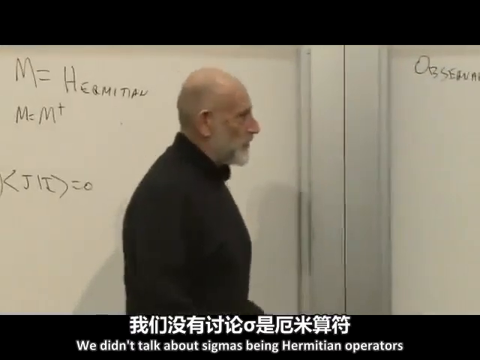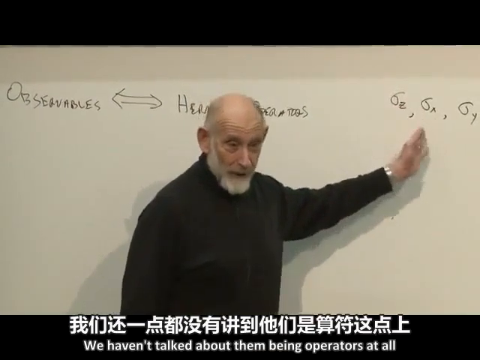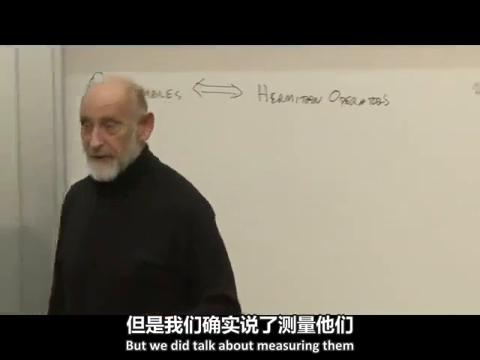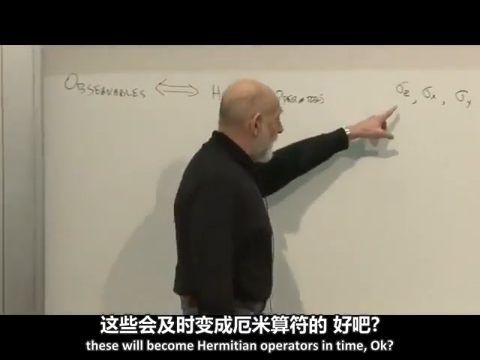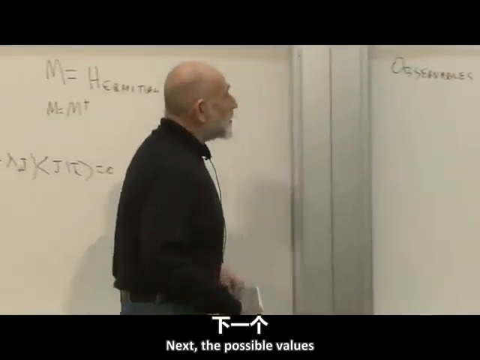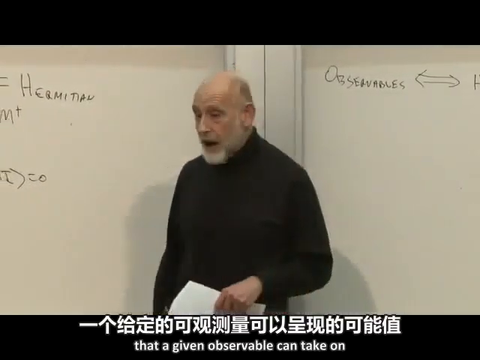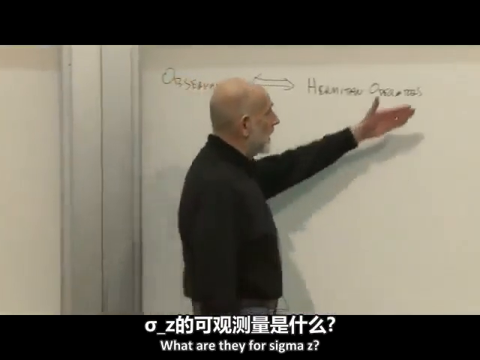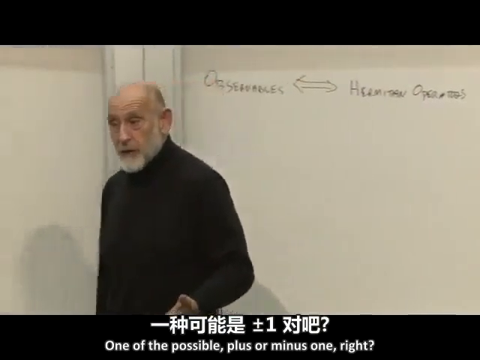We didn't talk about sigmas being Hermitian operators. In fact, we didn't talk about them being operators at all, but we did talk about measuring them. These will become Hermitian operators in time. Okay? All right, next, the possible values that a given observable can take on. What are they for sigma z? The possible values are +1 and -1, right?